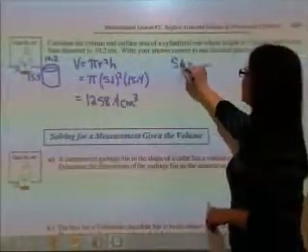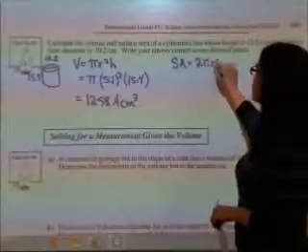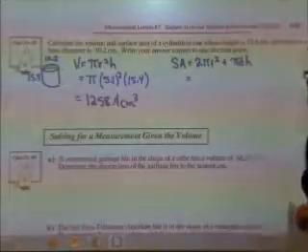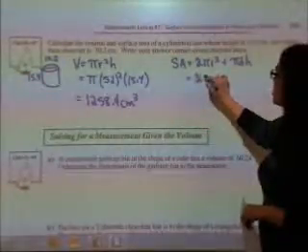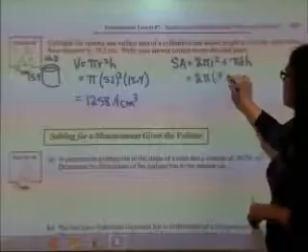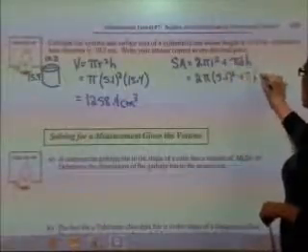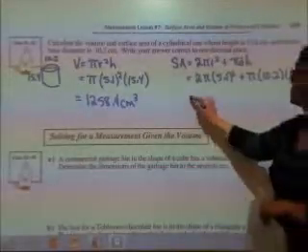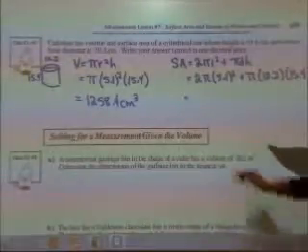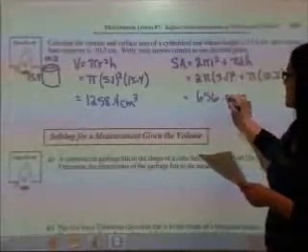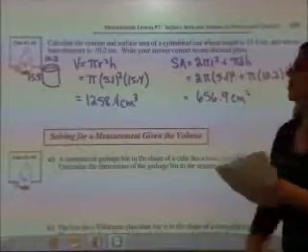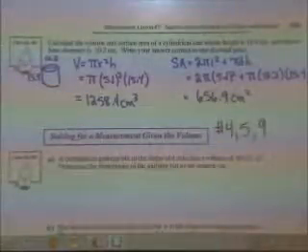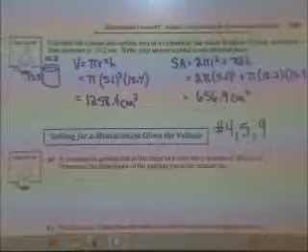When I calculate the surface area, I have 2 of those circles plus the diameter times the height for the rectangle. So I get 2 times pi times 5.1 squared plus pi times 10.2 times 15.4, which gives me 656.9 square centimeters. So those will be the questions that I want you to work on until next class.